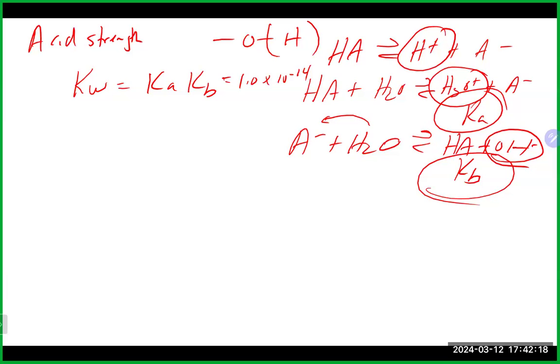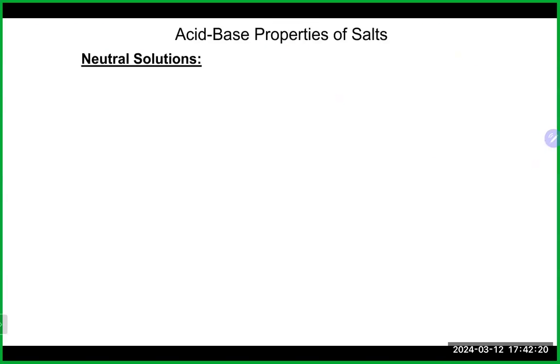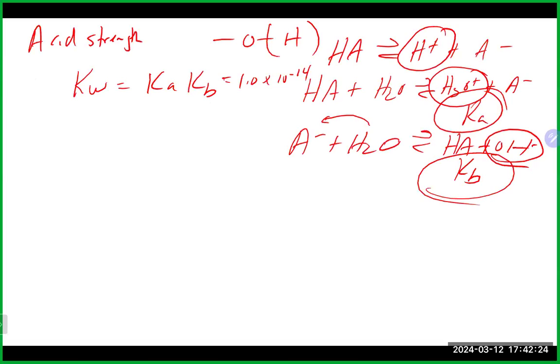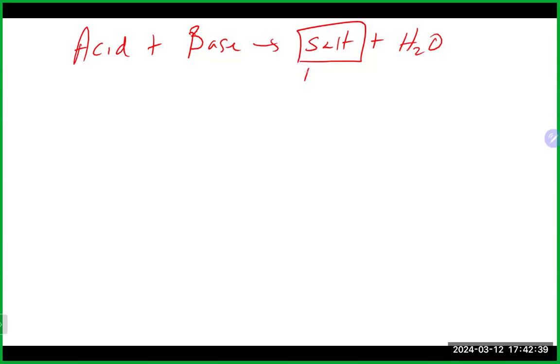So let's talk about salts and the acid-base properties of salts. As you should hopefully know, when you take an acid plus a base, you typically get two things: a salt and water. This salt is really just an ionic compound, which means it's a metal, non-metal situation, with a positive and a negative ion.